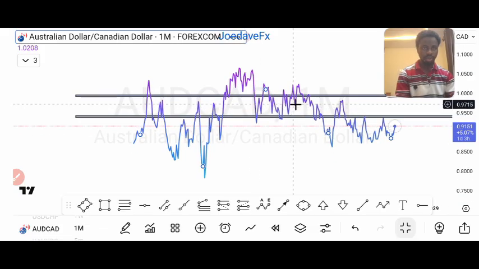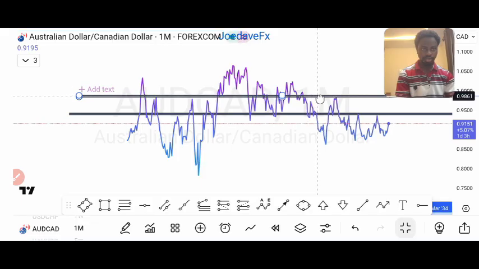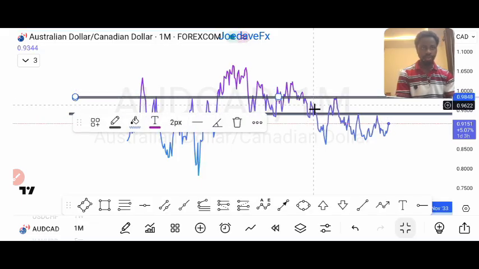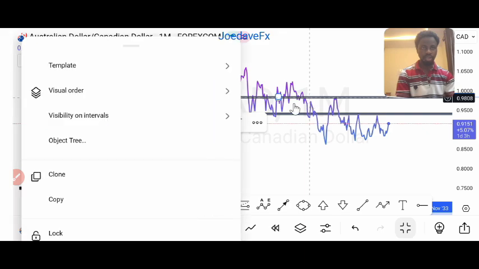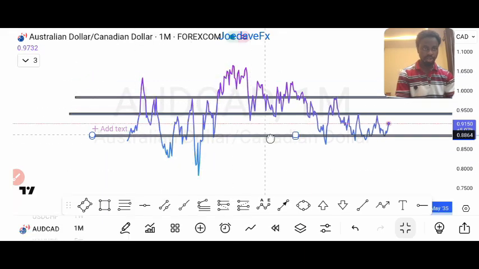Okay, let me leave this one up. There's a level here. I'm just going to draw 3 levels, so I'm not going to draw many levels. So I have one here. I'm going to right click on it again, then press clone. Then I'm going to bring this one down. So I just want to draw just 3.